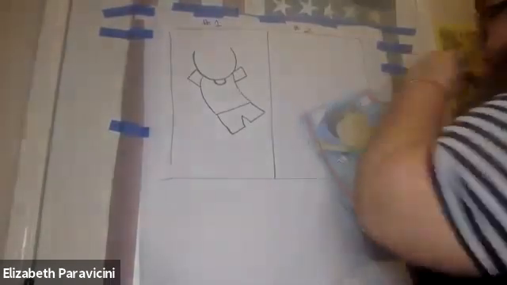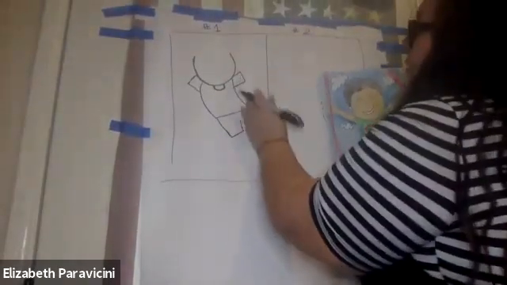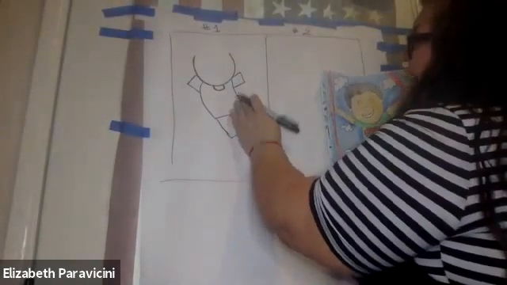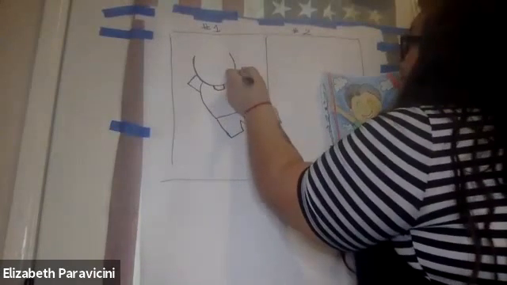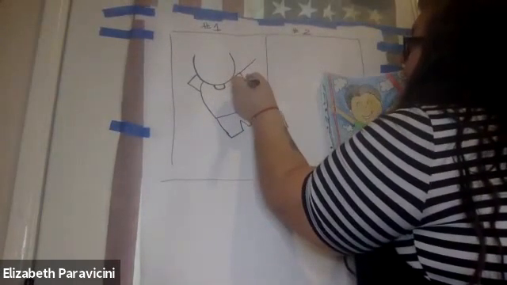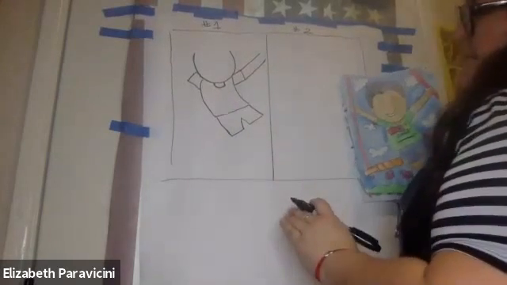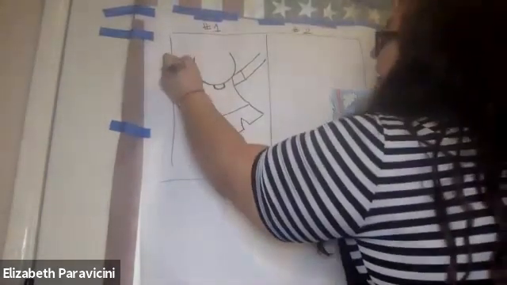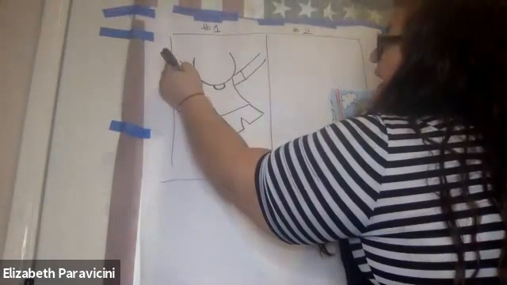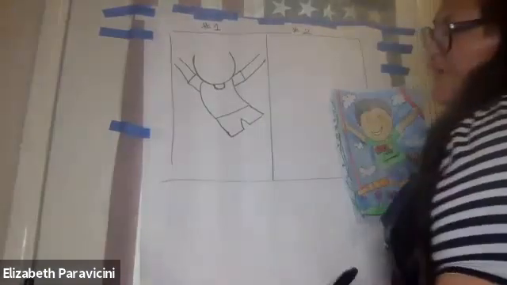Okay, so what you're going to do right now, we're going to extend your arms like this, and you're going to leave some space on the edge, okay? Because we need to do our fingers. Our fingers are going to do this.